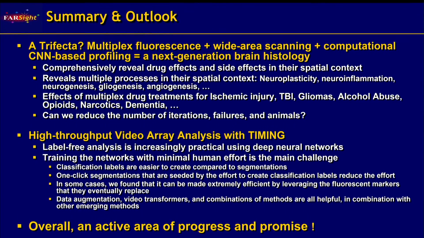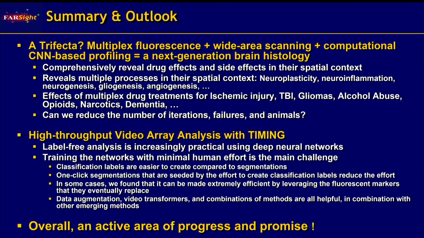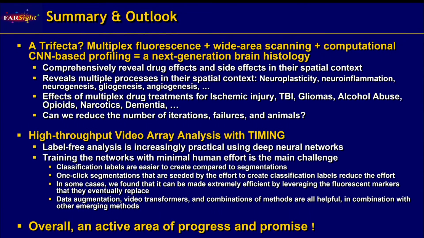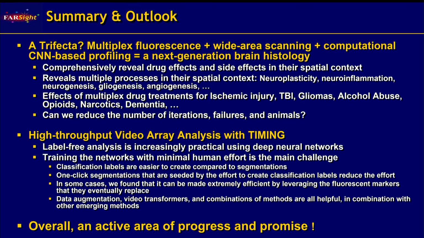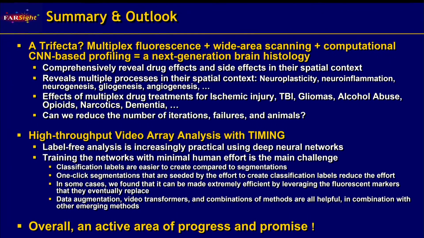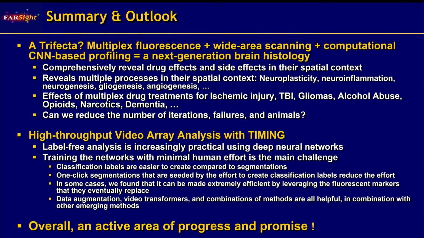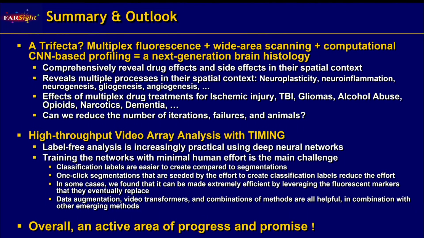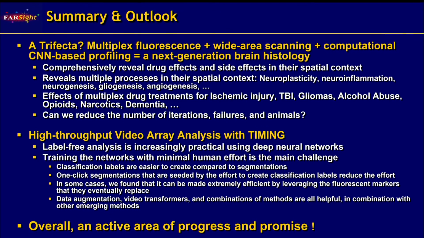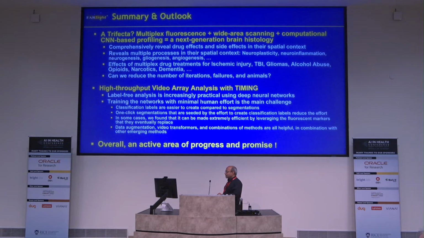Anyway, to summarize, I've shown you two examples where these neural networks are having a transformational impact. I used to despise them at one point. Now I've embraced them. So in the first case, we see there seems to be a trifecta at play: multiplex fluorescence, wide area scanning, and CNN-based tissue profiling is basically in the process of transforming histology.